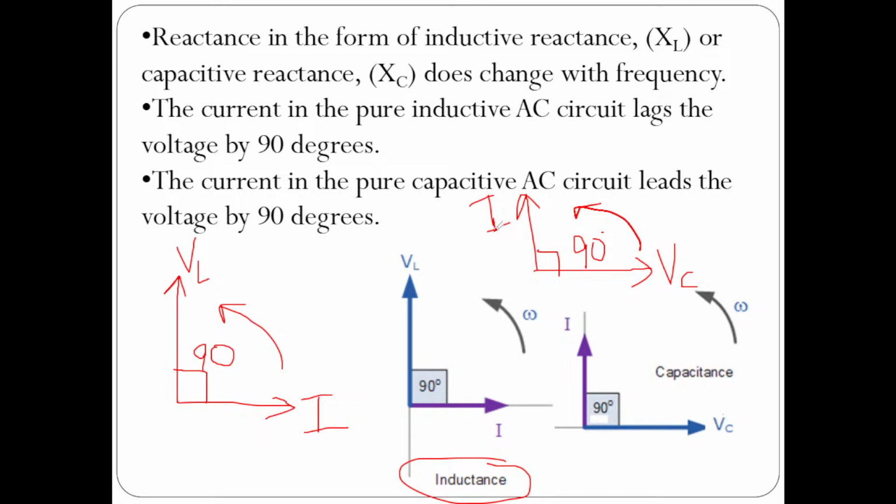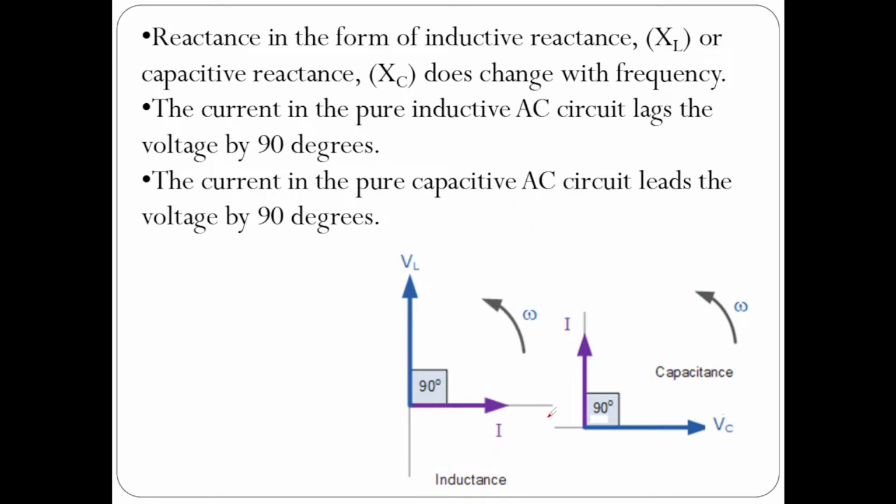So this is the phasor relation between the current and voltage. This is for the inductive circuit. This is for the capacitive circuit. Okay. So draw these two.